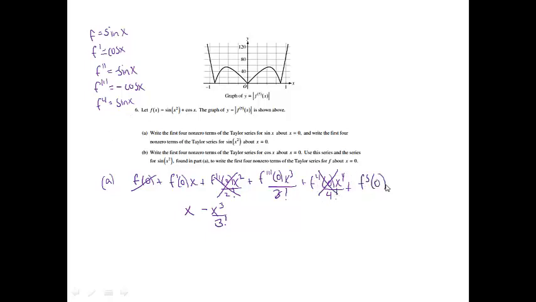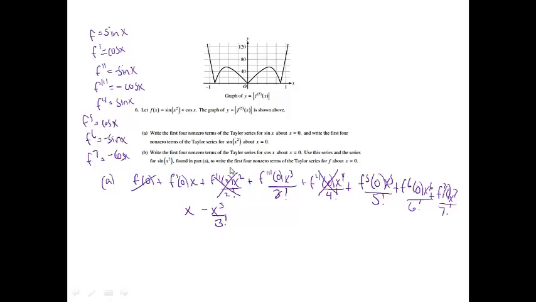I'm guessing I'm going to have to go a few more times to get to 4 terms. x to the fifth over 5 factorial plus f6 of 0 x to the 6 over 6 factorial. I think I'm going to have to go one more. Okay, so the fifth derivative will be cosine of x. The sixth derivative will be negative sine x. The seventh derivative will be negative cosine x. All right, so I'm at this step right here.